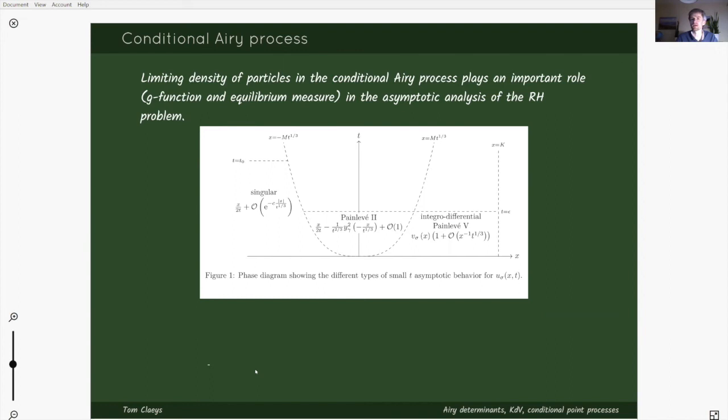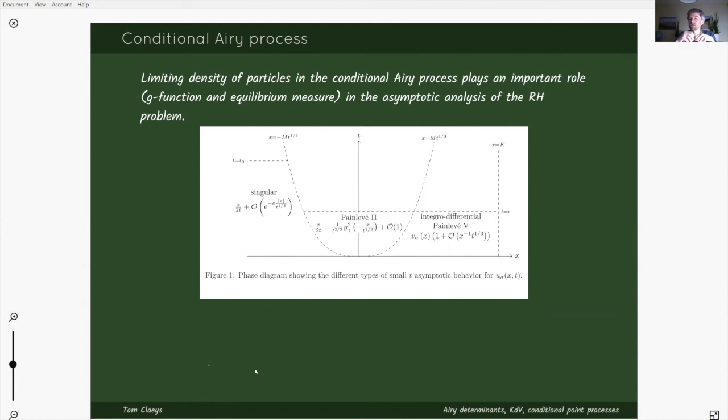Initially, when we did this asymptotic analysis, we didn't realize this and we had to do this by hand. We managed to construct this equilibrium measure, but we did it just by brute force. We tried and at some point we found it, but we didn't really understand what we were doing. Now we understand that if we had known at that point that there is this point process interpretation, we would have known much better what type of equilibrium measure we had to construct.